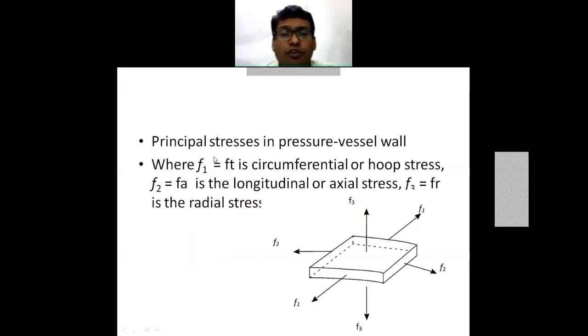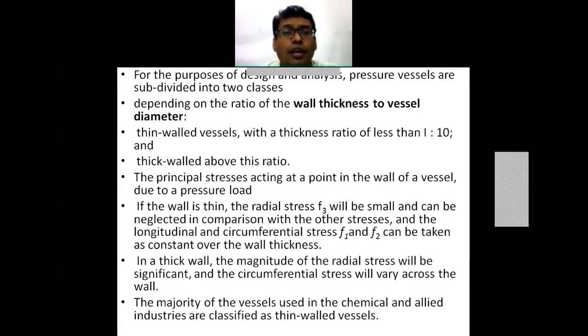And that is why we have classified it into the thin wall and the thick wall depending on the wall thickness to the vessel diameter ratio. So if the wall is thin, the radial stresses F3 will be small and can be neglected in comparison with the other stresses, and the longitudinal and circumferential stresses F1 and F2 can be taken as constant over the wall thickness. They are considered to be constant when it's a thin wall.